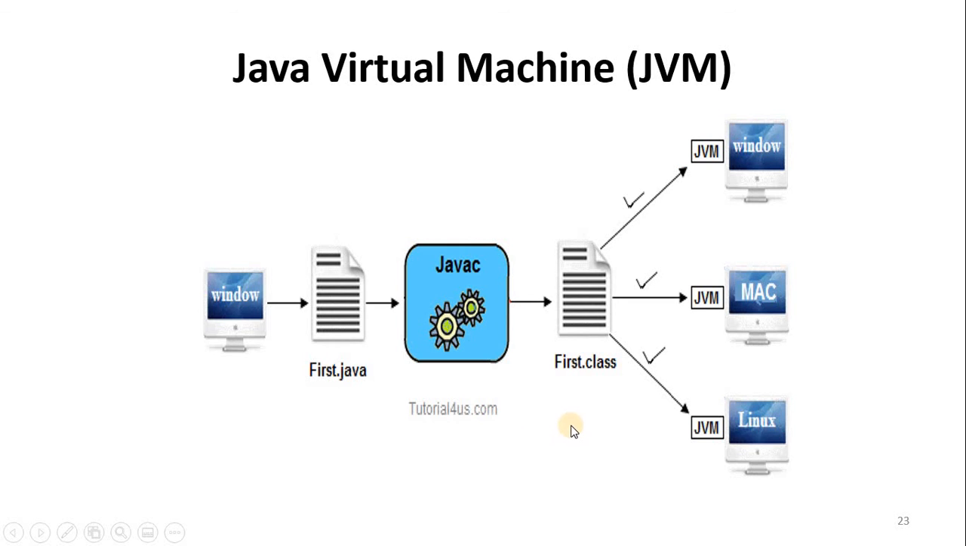The same thing is explained here. We have, for example, Windows. Here we have first.java, the Java program. It is going to be compiled by the Java compiler. Once it is compiled, it is going to be prepared as a first.class file. Assume that first.java has a class named first. Based on the class, the class file is going to be created here. Once the Java class file is created, it can be executed in Windows, Mac, Linux, or any other operating system.